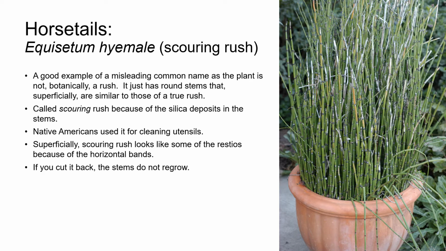As mentioned earlier, there are silica deposits in the stems which give this horsetail its common name, and it was used by Native Americans for cleaning utensils. Superficially, scouring rush also looks like some of the restios because of the horizontal bands on the stems. The only other similarity to the restios, though, is that the stems won't grow back if you cut them.